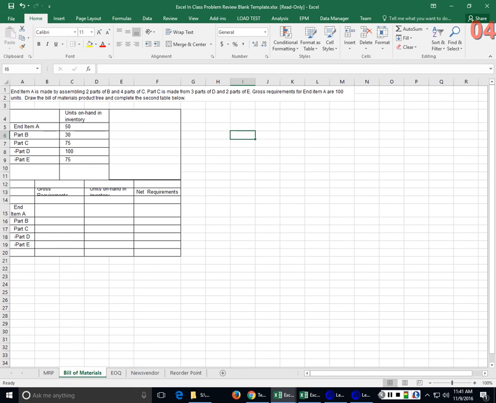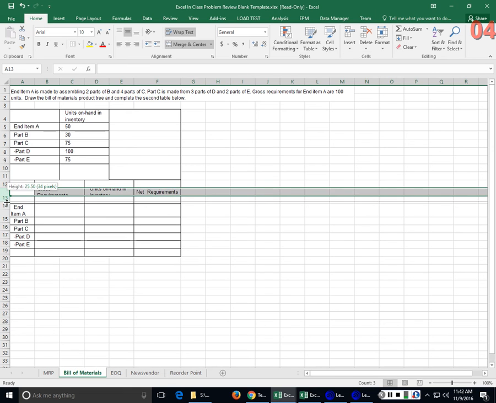Okay, so then we've got the bill of materials question, and it says end item A is made by assembling 2 parts of B and 4 parts of C. Part C is made from 3 parts of D and 2 parts of E. Gross requirements for end item A are 100 units. Draw the bill of materials product tree and complete the second table below.